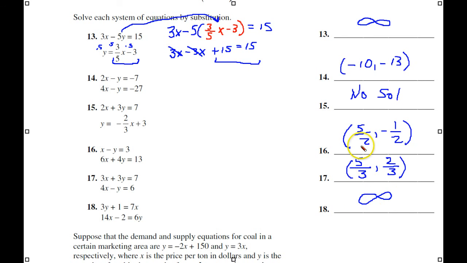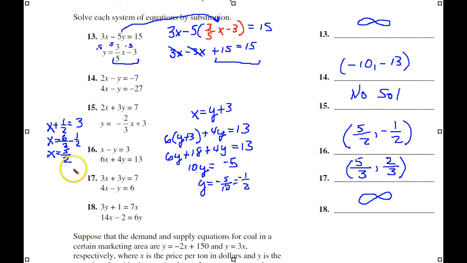Now for these others, again, this one would be an untrue statement, so they're parallel lines, no solution. Here we get a couple with fractions, and here is the same equation, just disguised a little bit, and so an infinite number of solutions. Let me do number 16 for you.